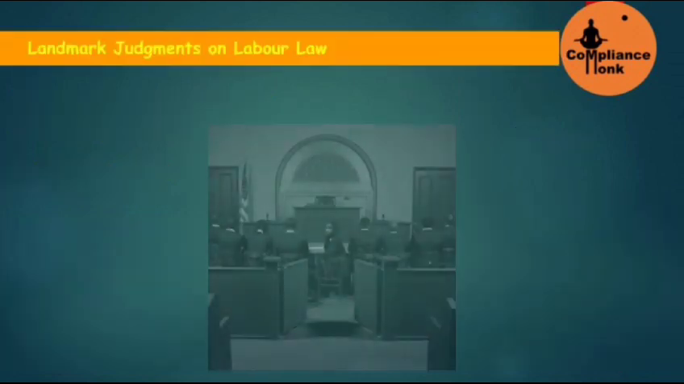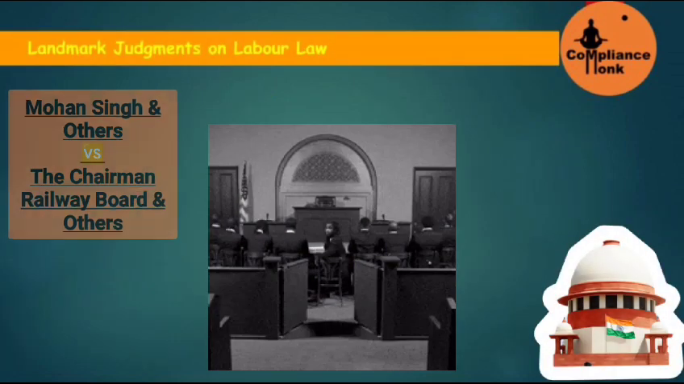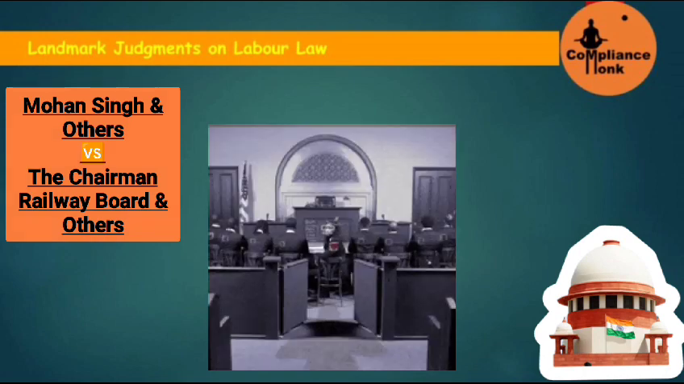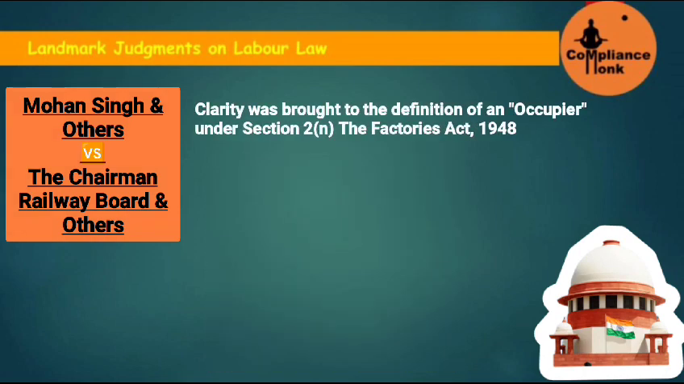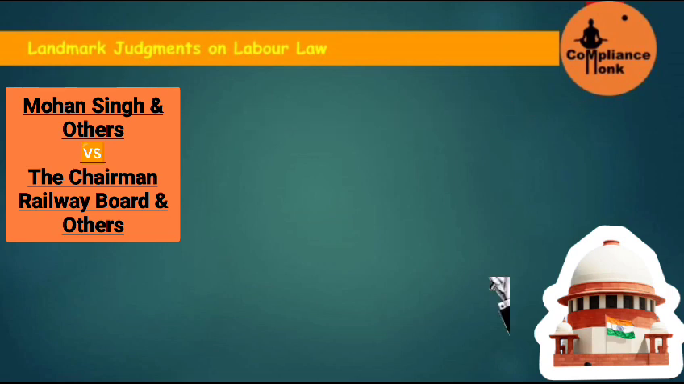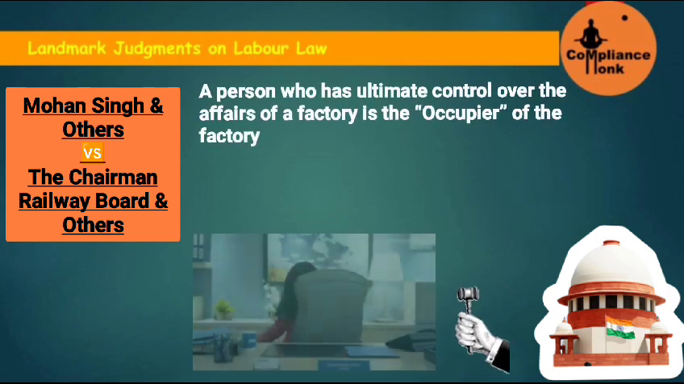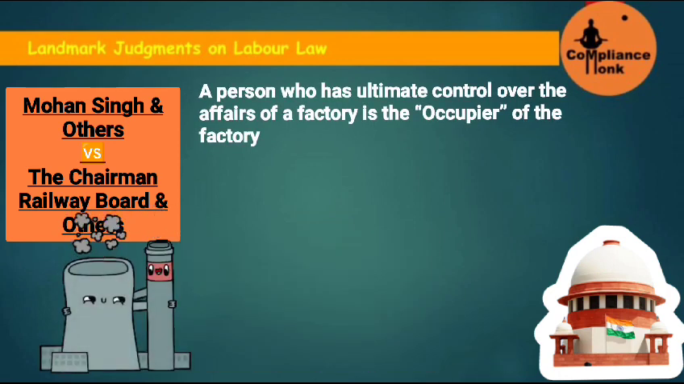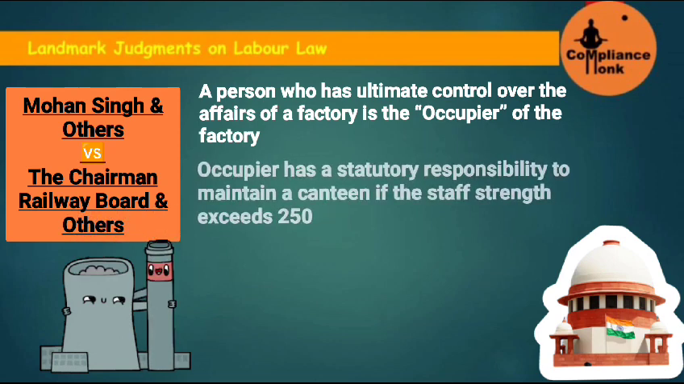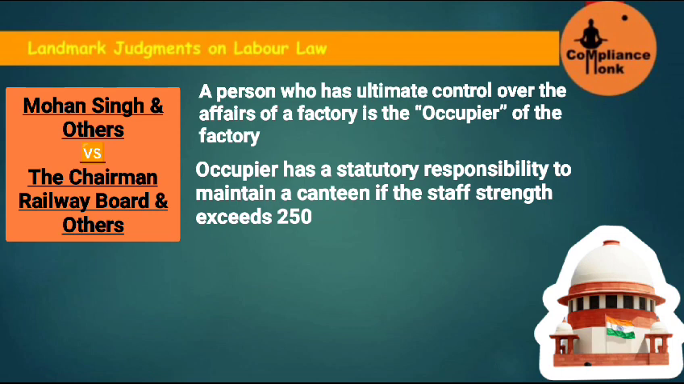In the Supreme Court of India case Mohan Singh and others versus the Chairman, Railway Board, and others, clarity was brought to the definition of an occupier under the Factories Act, 1948. The court held that a person who has ultimate control over the affairs of a factory is the occupier of the factory. Moreover, it was established that the occupier has a statutory responsibility to maintain a canteen if the staff strength exceeds 250.